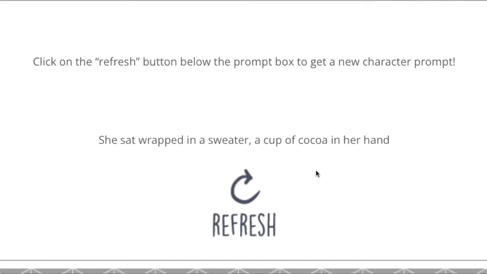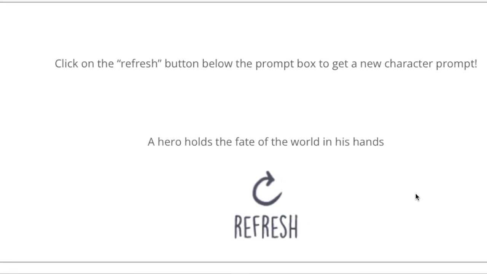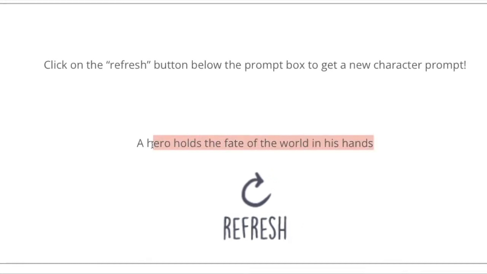She sat wrapped in a sweater, a cup of cocoa in her hand. Ooh, I really like that. I feel like it can give a lot of autumnal vibes, so let's keep that. And next one, we have: a hero holds the fate of the world in his hands. Okay, I seriously love that. So we're going to be doing both of these prompts, the girl with the cocoa and the hero.